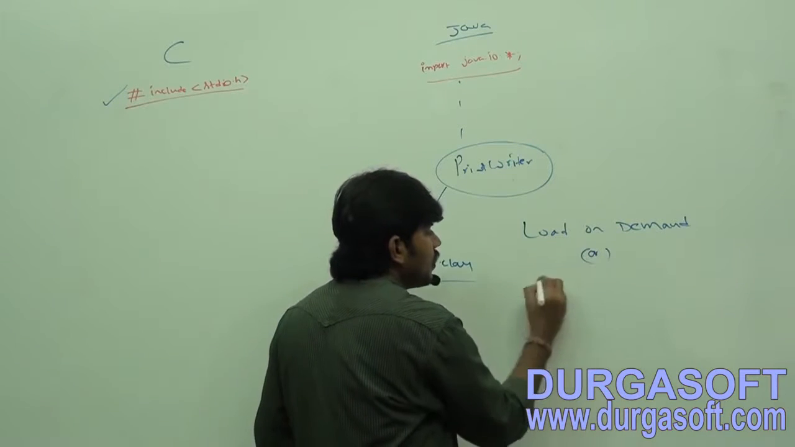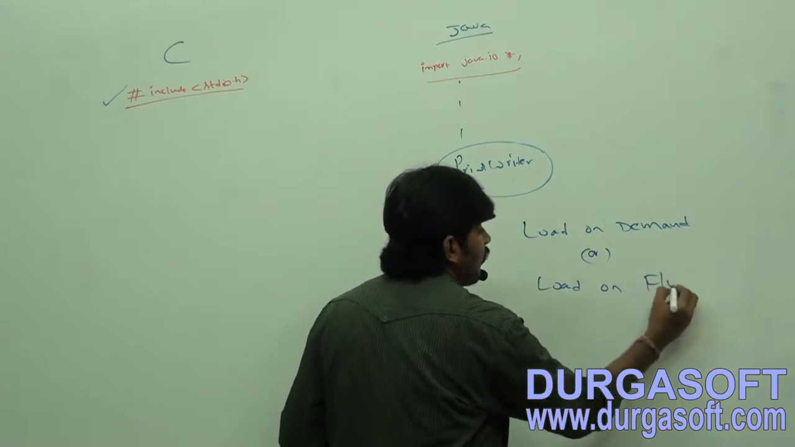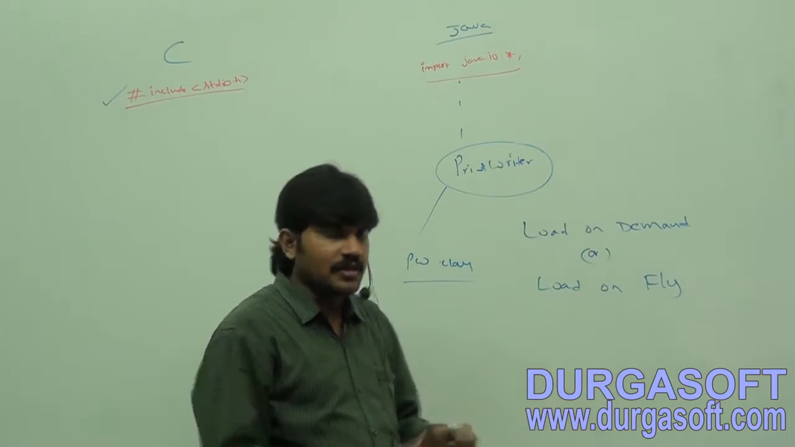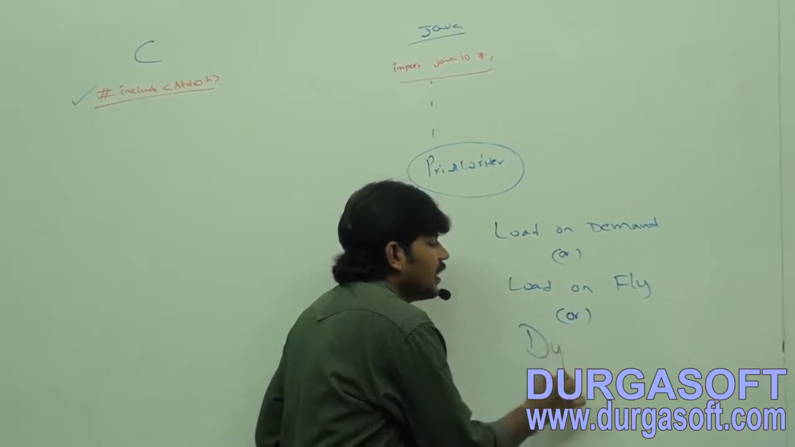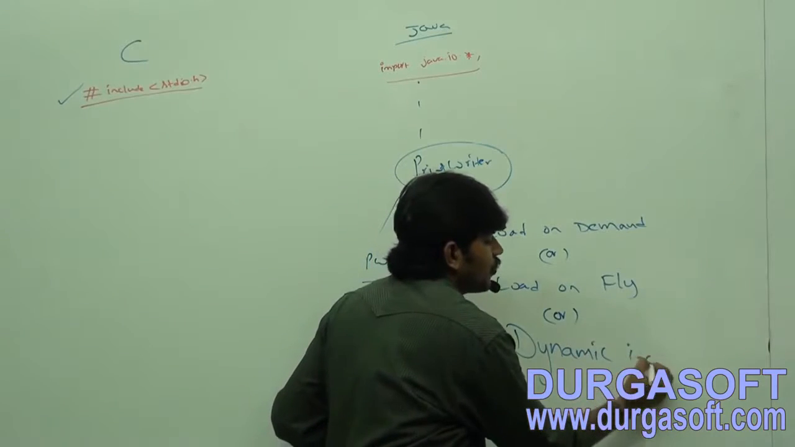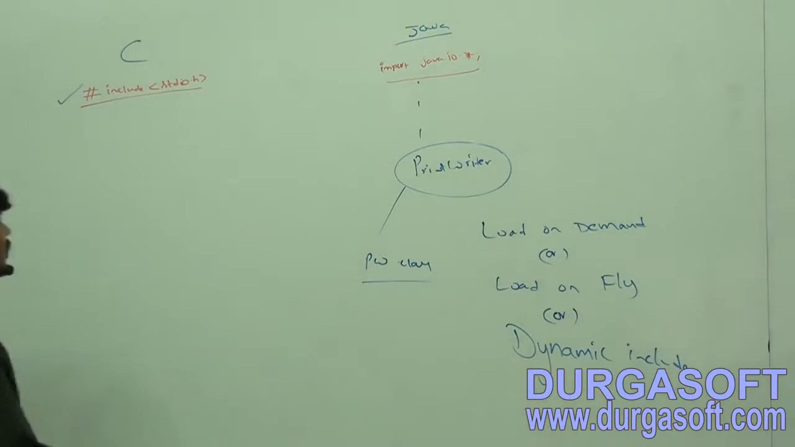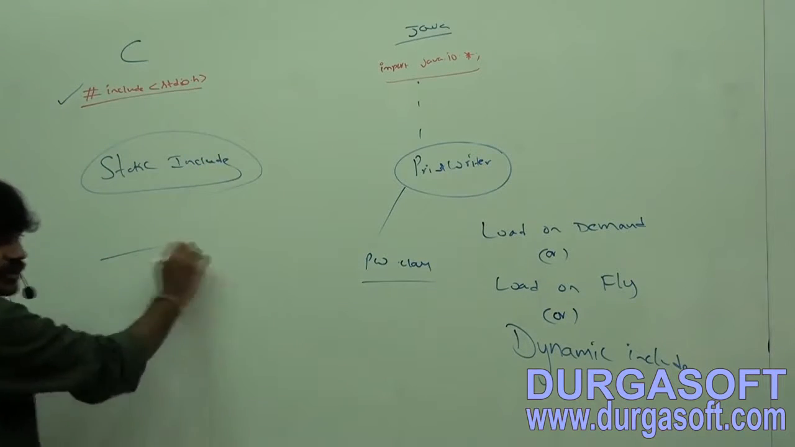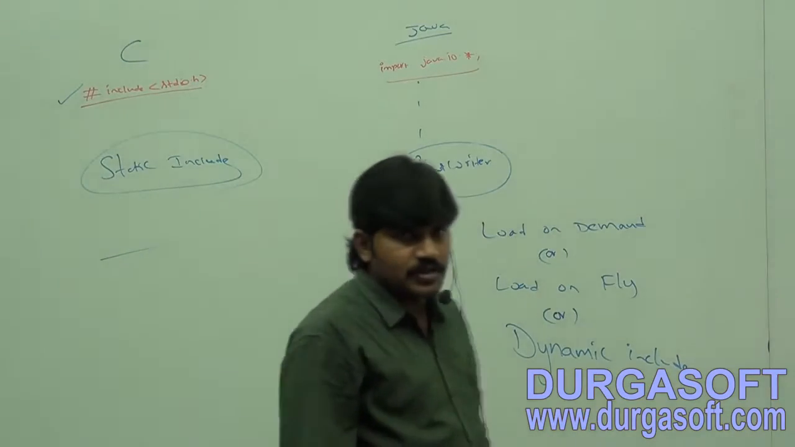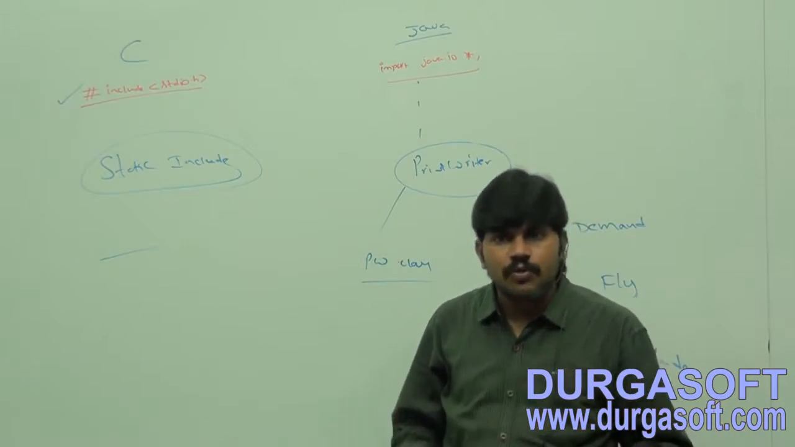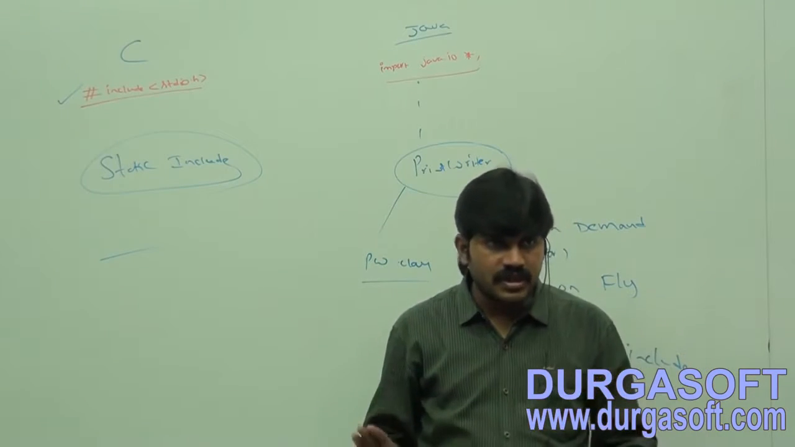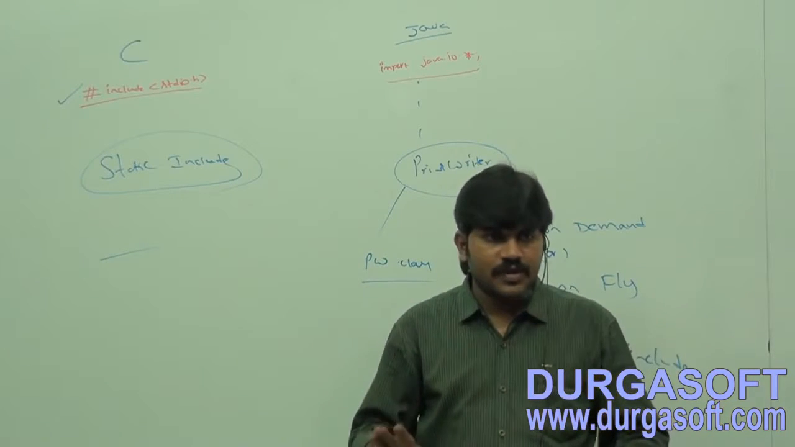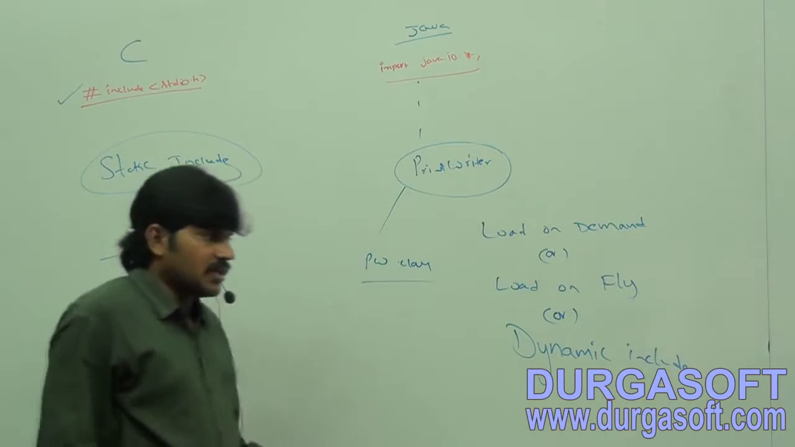Some people may say load on fly. On fly means automatically at runtime. So this is something like dynamic include, but the C one is something like static include. If an interviewer asks what is the difference between C language include and Java language import statement, yes, there is a considerable difference. Both concepts are not equal; functionality-wise and behavior-wise there is a difference. Clear? Next, case 9.